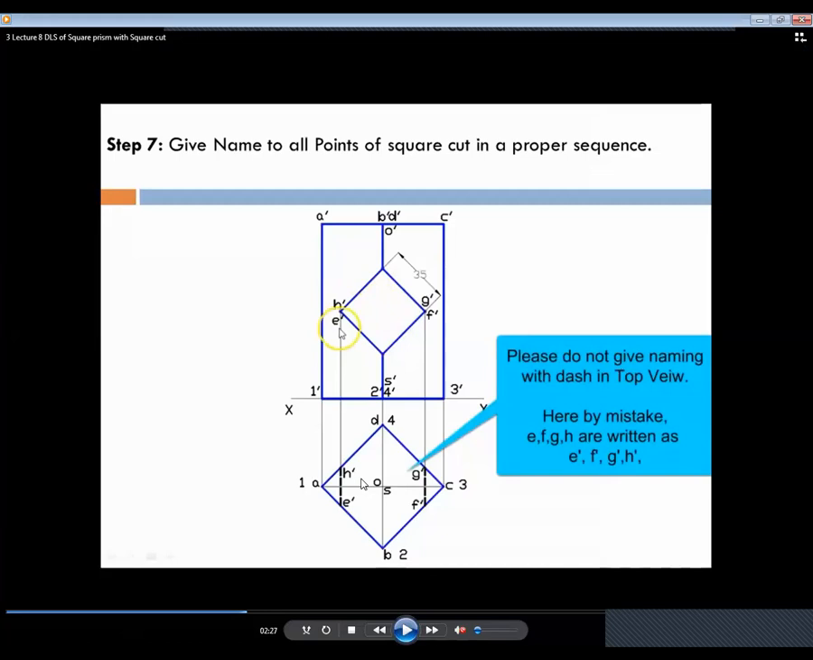Here by mistake H dash, G dash, E dash, F dash are given in top view. But what you have to do is do not give the naming with dash, H dash in top view. By mistake it was there in this video. Whatever the square hole cut or drilled by you, you just give the names in front view, G dash, F dash, E dash, H dash. Okay.